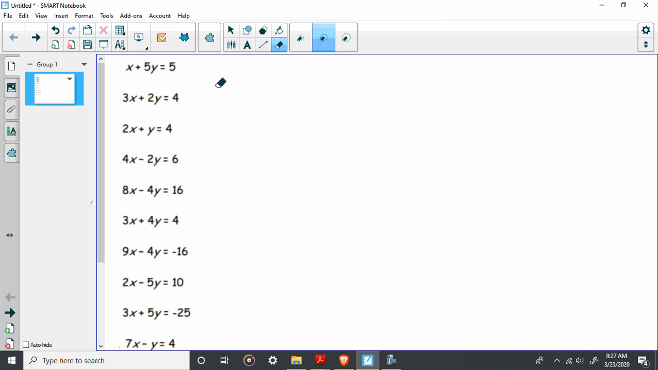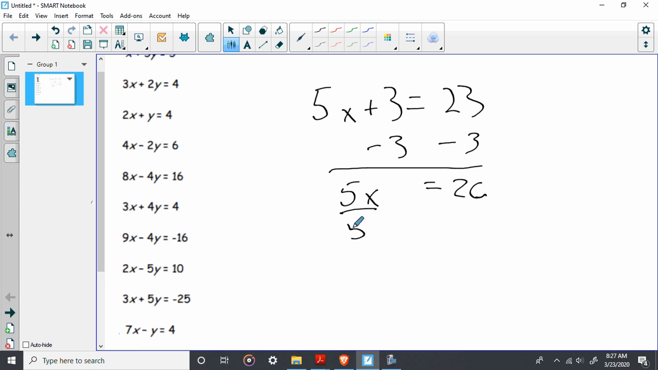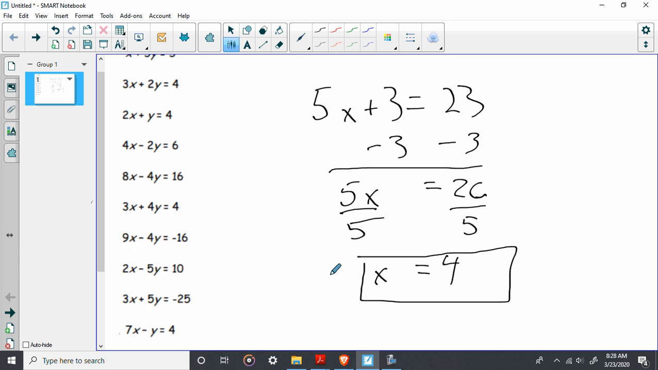Now, if I said for most of you guys, 5x plus 3 is equal to, let's keep it nice and easy, 23. And I said, hey, solve this. Most of you guys would know, let me subtract 3 from both sides. I'll get 5x equals 20. And I'll go ahead and divide by 5. And I'll find out that x is equal to 4. No big deal. We isolated our variable and we solved for x.